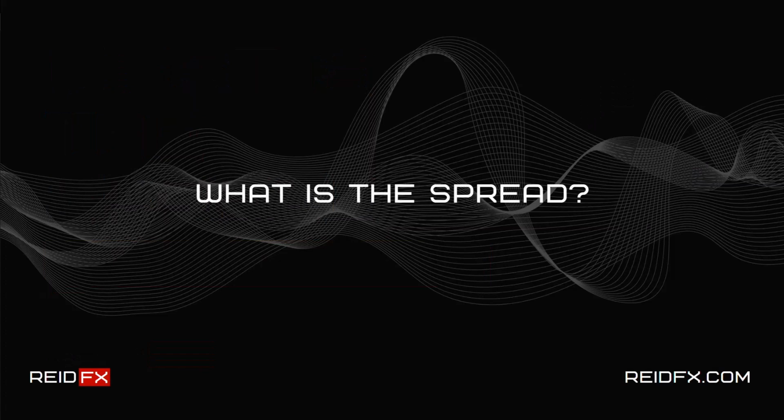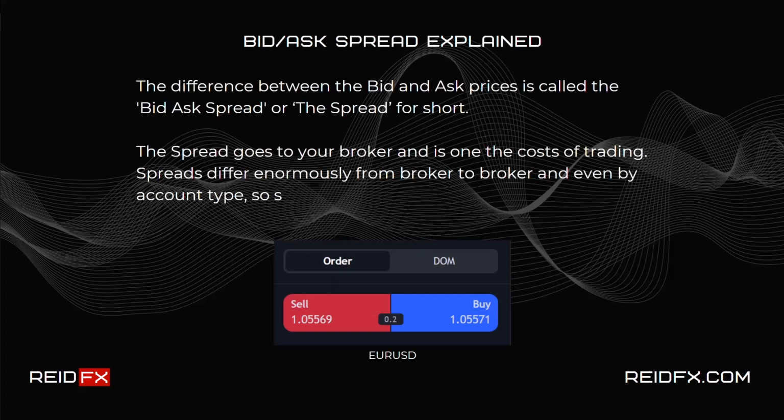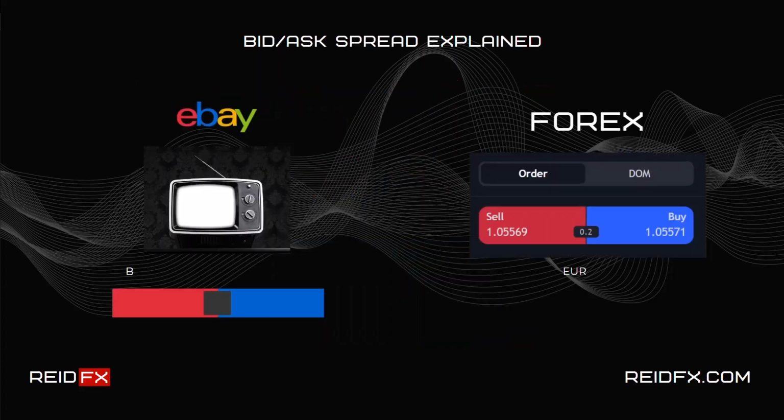In this video, we're going to answer the question, what is the spread? The difference between the bid and ask prices is called the bid-ask spread, or the spread for short. Now the spread goes to your broker and it's a cost of trading. Spreads differ enormously from broker to broker and even by account type, so it's important that you shop around to get a good deal. So let's have a closer look at the spread.